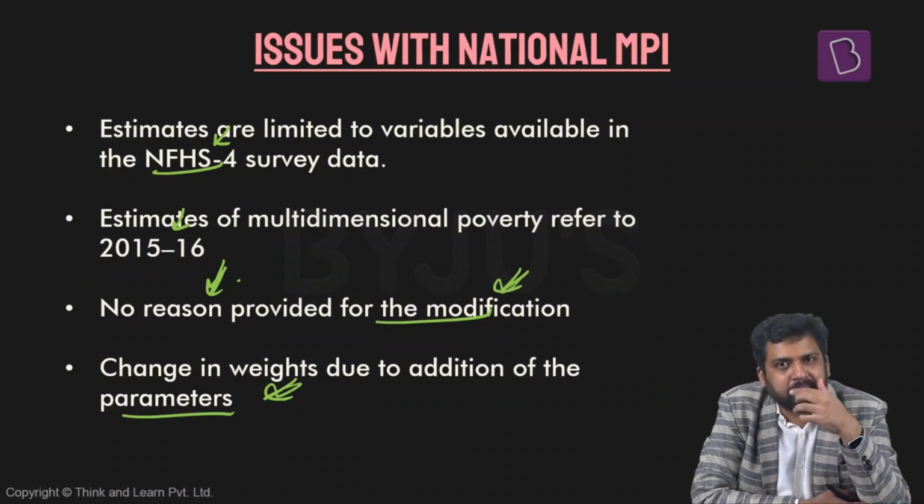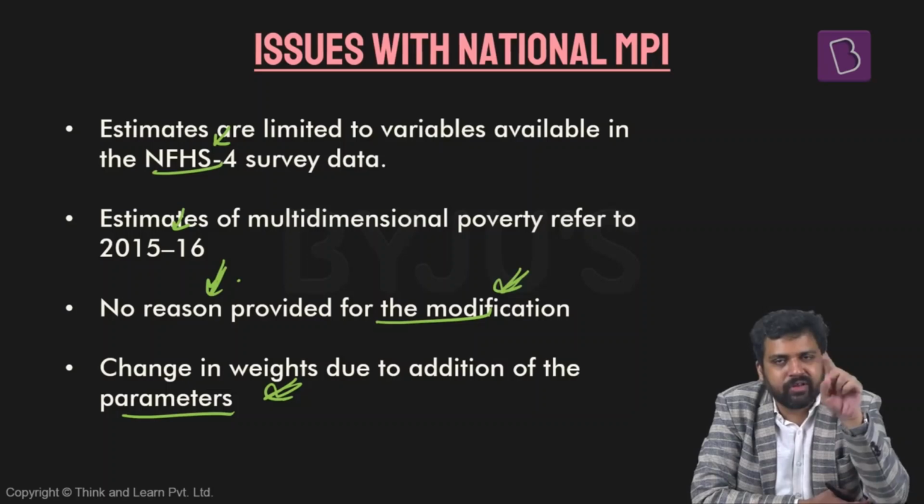And if the weights are changed in a manner such that a new parameter has been introduced, and if the performance along the new parameter is good, what will happen? The poverty line will go down and the poverty ratio will become better. I'll give you an example here. Say two parameters are included: access to bank account and antenatal care. So because you are including access to bank accounts, what will happen?